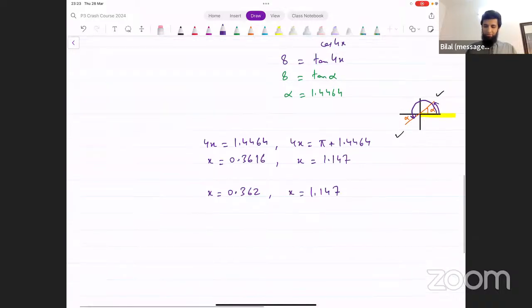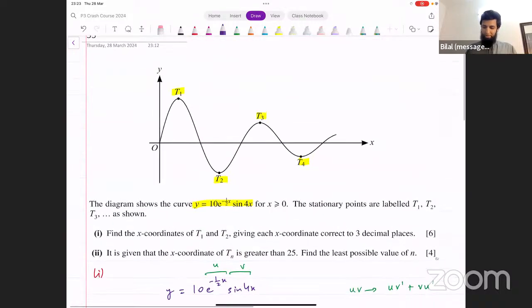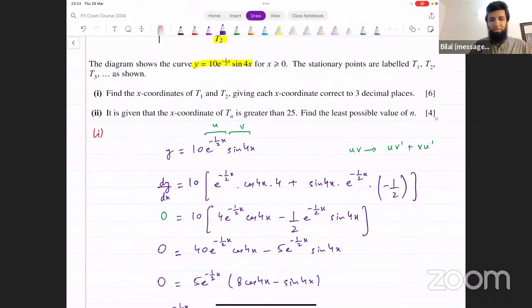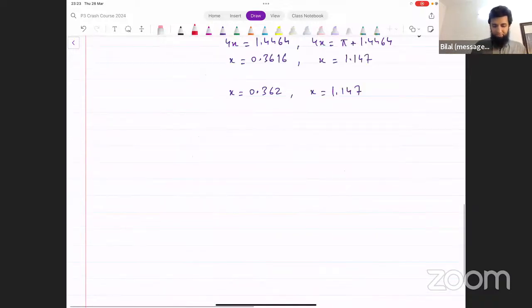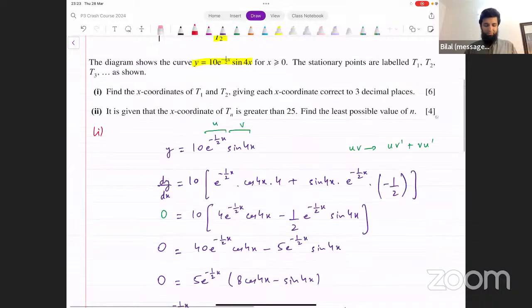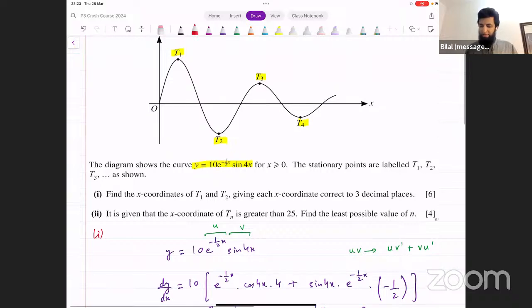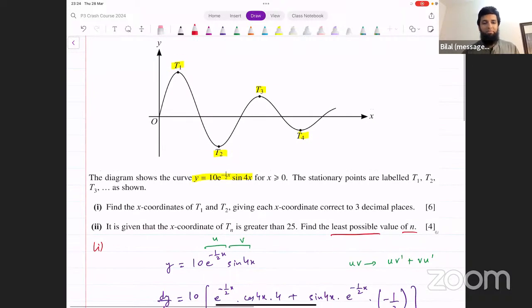All right, now let's look at the second part. So that was the first part, right? We have the x coordinates of T1 and T2. That's all that we were looking for. Okay, now what's the second part? Let's see what the second part is. It says it's given that the x coordinate of Tn is greater than 25. Find the least possible value of n. Now, what does that mean? It's given that the x coordinate of Tn is greater than 25. Find the least possible value of n.